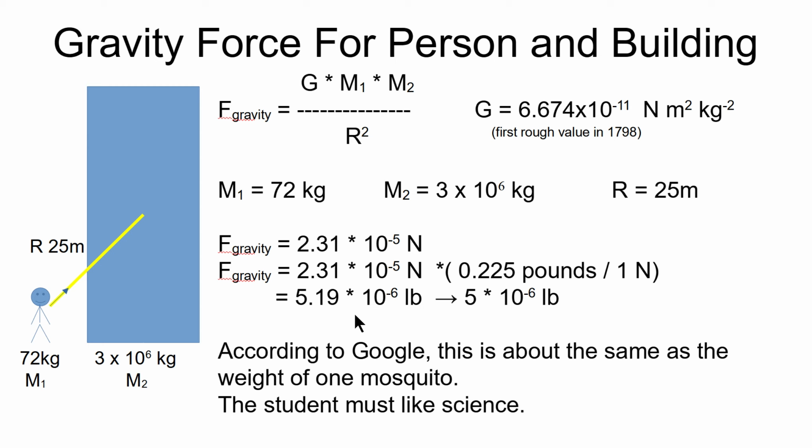And I'll just go to one significant figure here. We did a lot of estimating, the distance between the centers of the objects. The mass of this building is not known specifically, it's just a guess. So 5 times 10 to the minus 6 pounds, 5 millionths of a pound. I did look up on Google the weight of a mosquito. It's comparable. So talking about a mosquito, well, mosquitoes do not influence your path while you're walking. So it is not true that gravitational attraction pulls you into science buildings. I think the student just likes science.